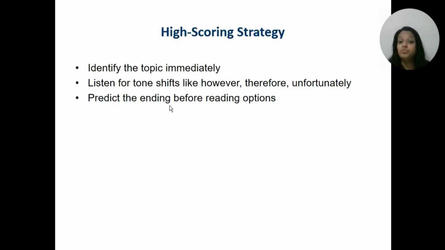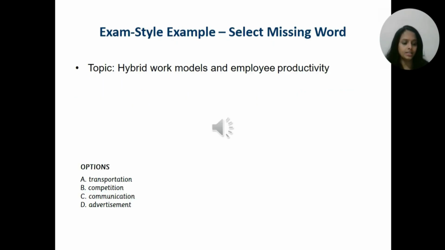And step 3, you have to predict the ending before reading the options. Yeah, this is very important. Ask yourself, what kind of ending logically fits here? Then you can compare your prediction with the options. That prevents confusion. Okay, let me play the audio for you. This is an example. Just listen carefully.